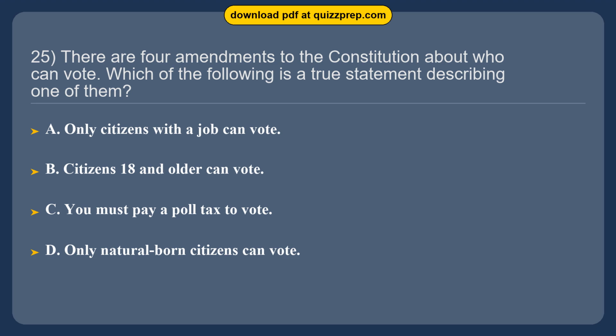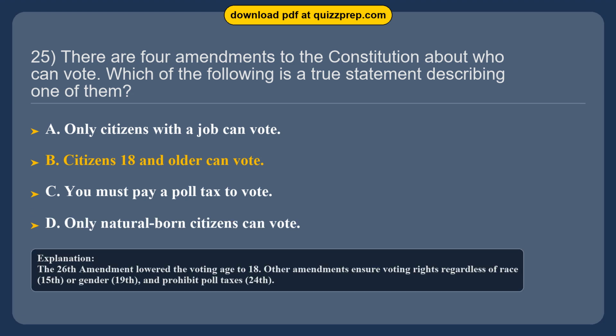Option D, only natural-born citizens can vote. The correct answer is option B. Citizens 18 and older can vote. The 26th Amendment lowered the voting age to 18. Other amendments ensure voting rights regardless of race (15th) or gender (19th), and prohibit poll taxes (24th).